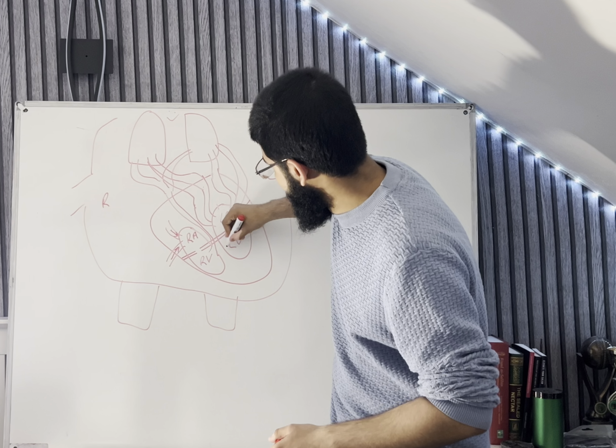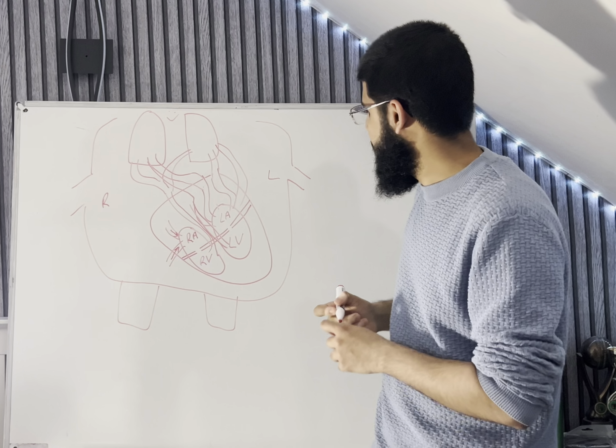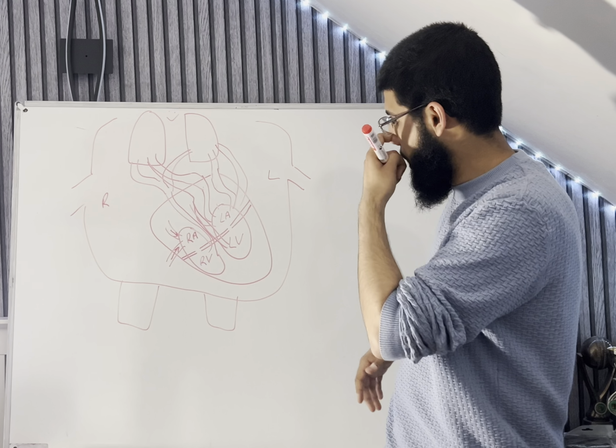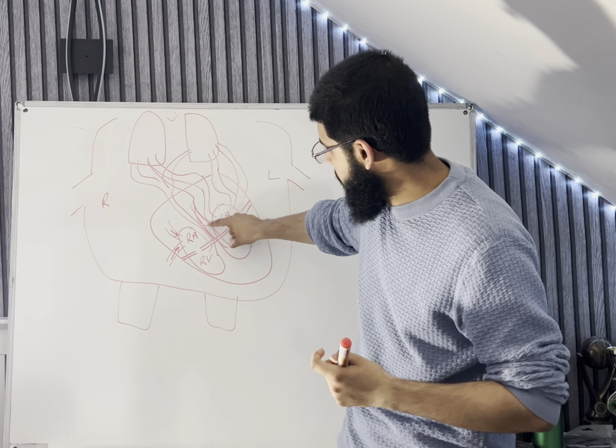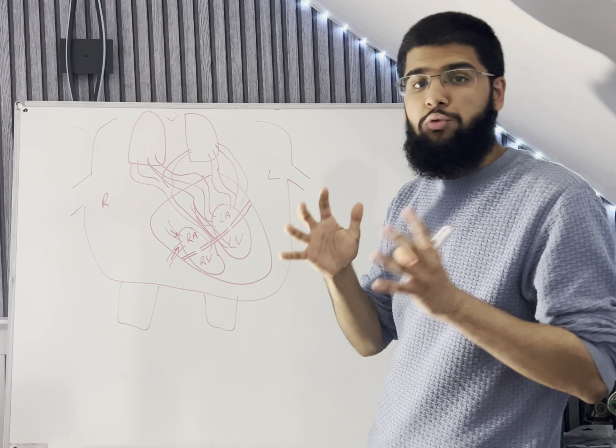So let's just draw it out here. Slightly chaotic, but we'll get through it. So we've now got this vessel here. We're now leaving the left ventricle off to your systemic circulation, the rest of the body.